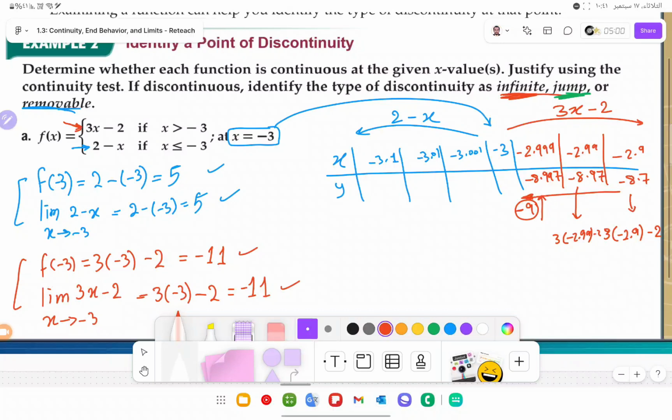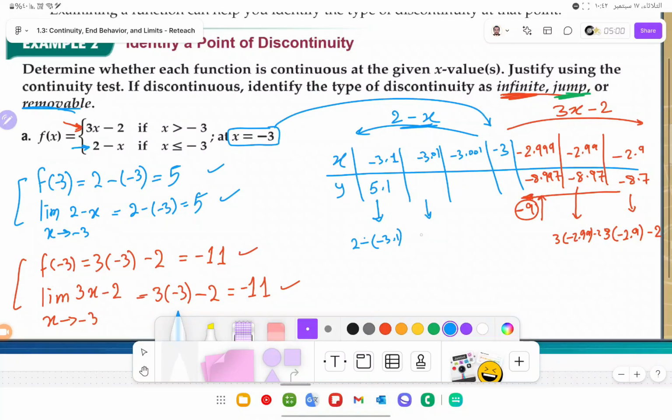Now let's go to the other side and replace the first one in this equation here. So it will be 2 minus negative 3.1. Don't forget to put it inside the bracket. 2 minus negative 3.1 becomes positive, so 2 plus 3.1 will be 5.1.